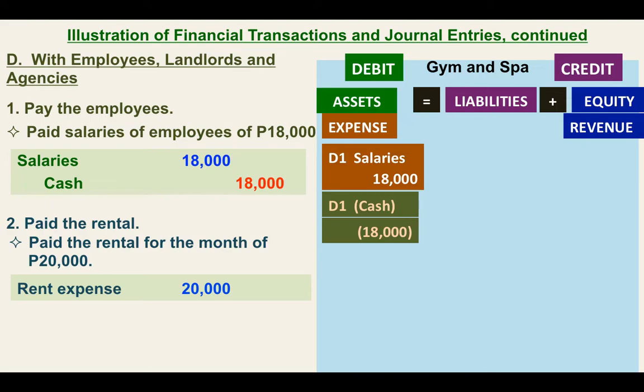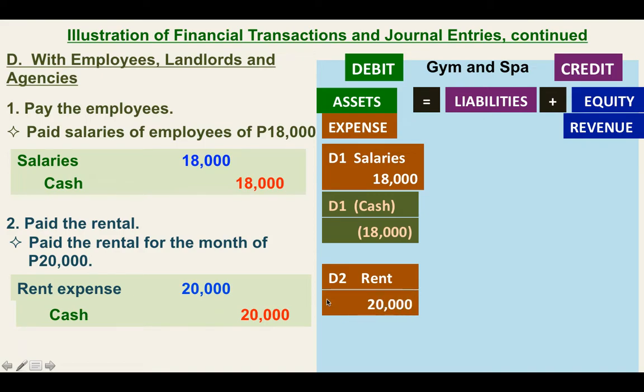What did we give when we paid? We gave cash. Class, if you see the word paid, it means we are giving cash. So we credit cash. If we're going to reflect this in the accounting equation, we increase rent expense by 20,000 and credit cash by 20,000. Okay, let's move on. Let's continue.